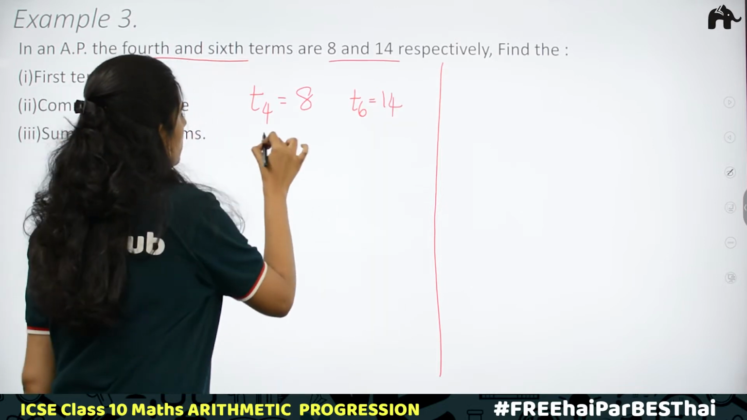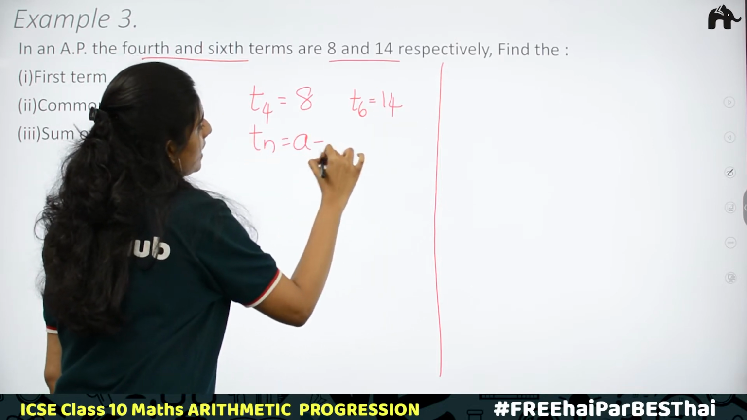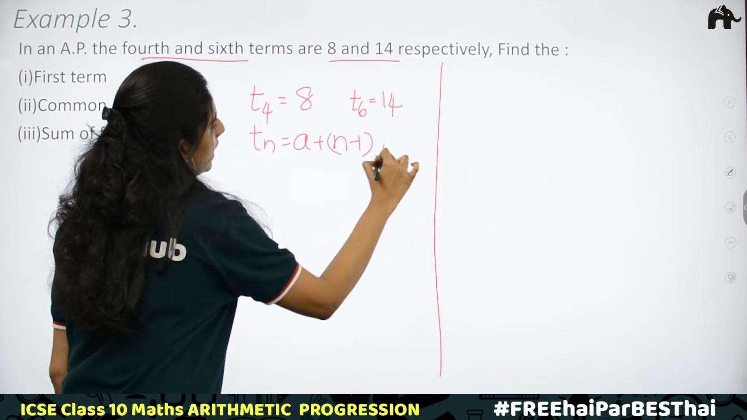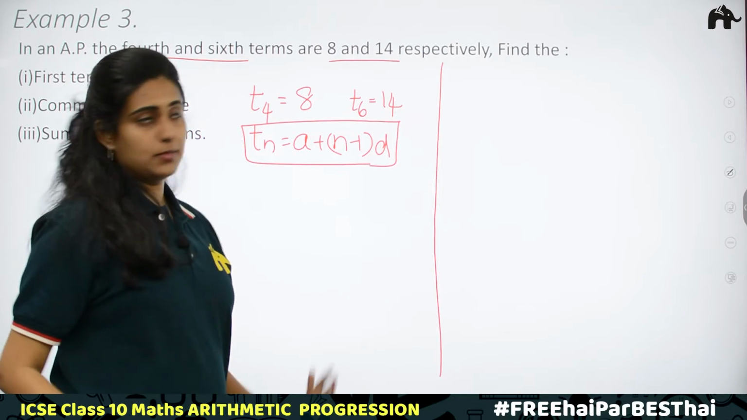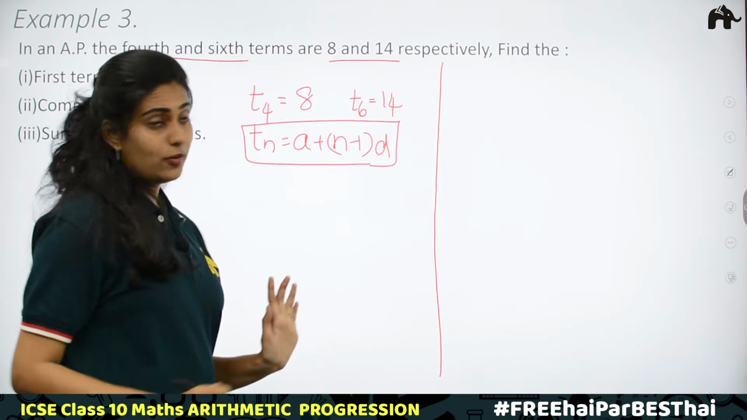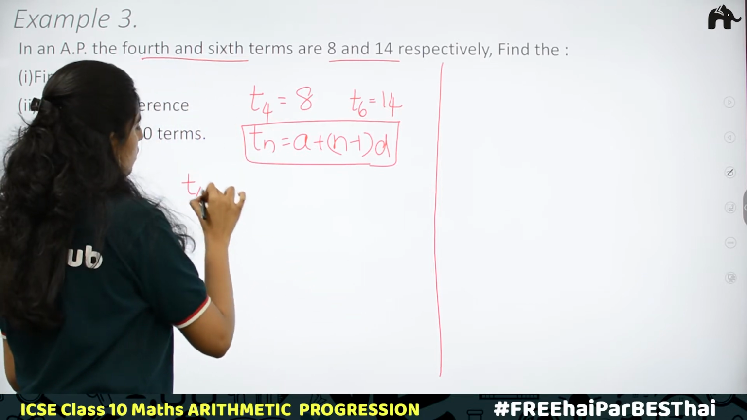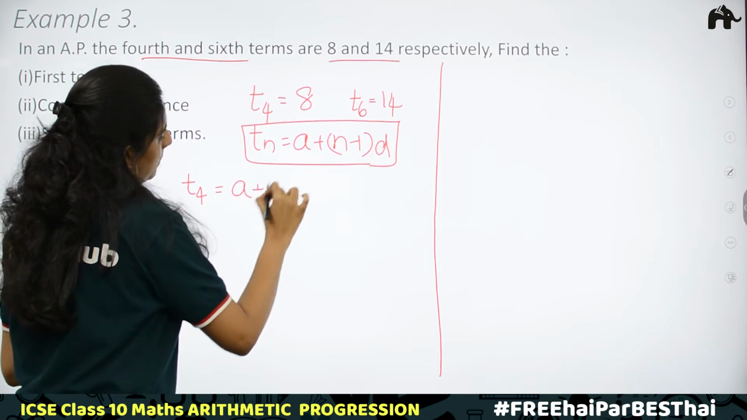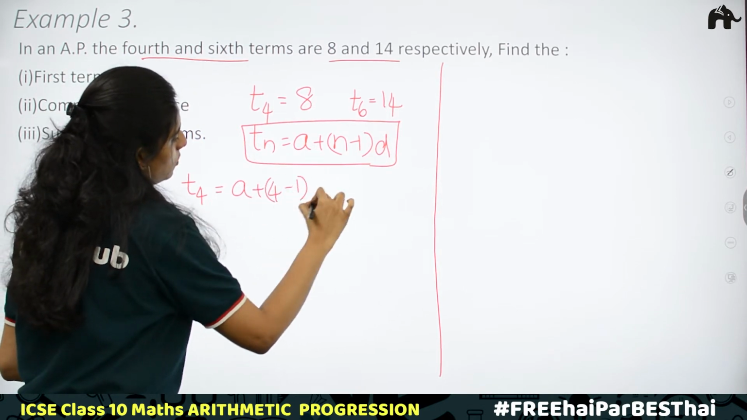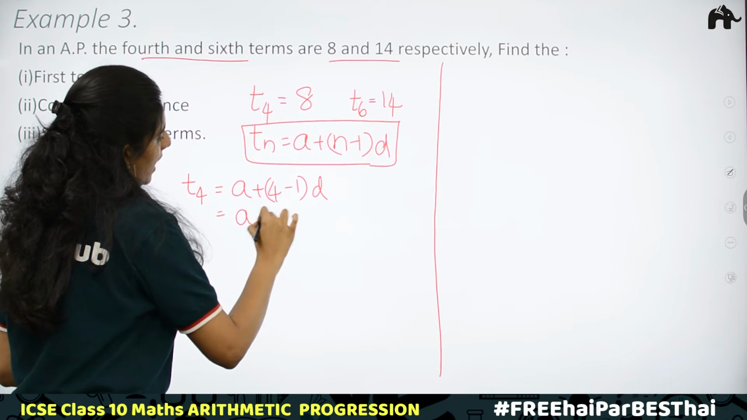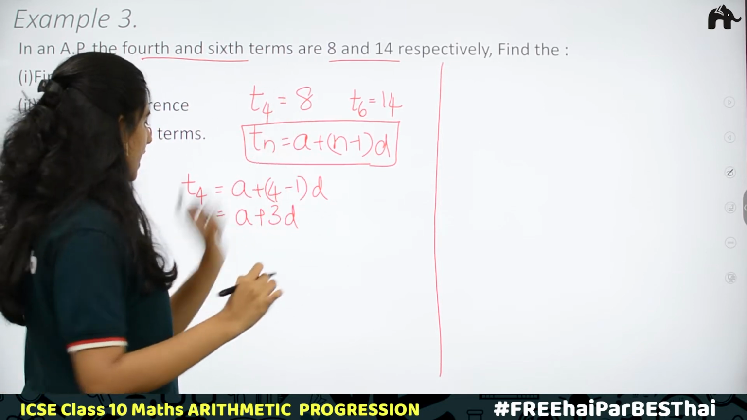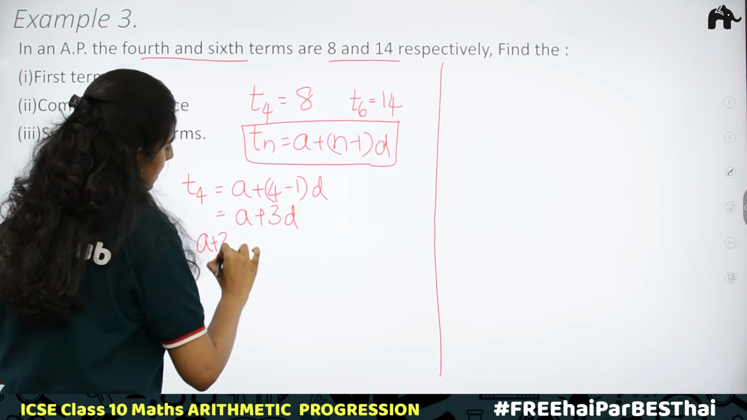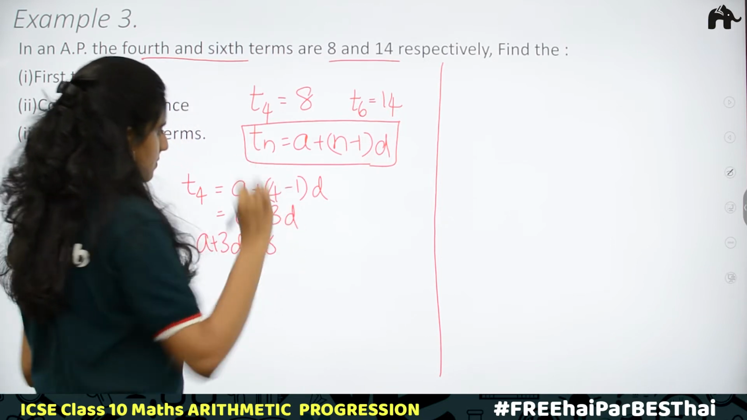We know Tn is equal to A plus n minus 1 into D. This is the formula to find the nth term. Here, how can we write T4? T4 will be equal to A plus 4 minus 1 into D, that is equal to A plus 3D. And the value of A plus 3D is 8. A plus 3D is equal to 8.